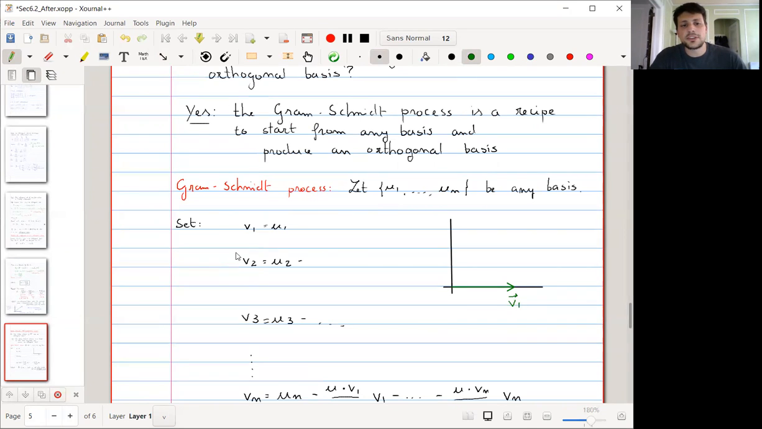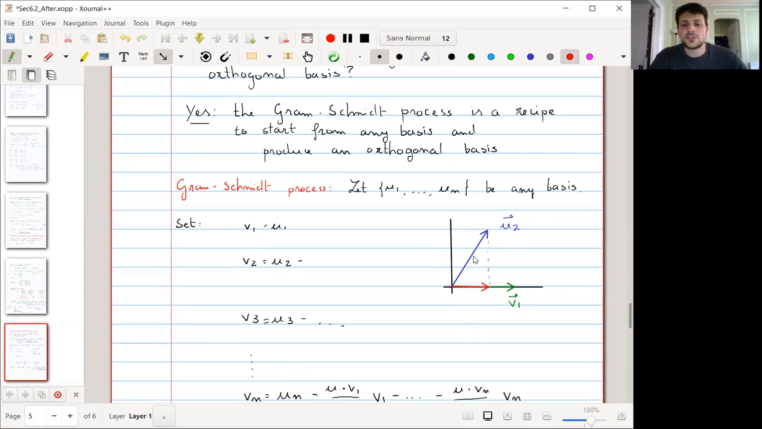How do I cook up the next vector in my future orthogonal basis? Well, I'm supposing that I'm given a vector u2, which will look something like this, maybe. Now, the basis v1, u2 is not orthogonal here. To make it orthogonal, the idea is that of taking the projection of u2 down to v1, and that's this red vector down here.